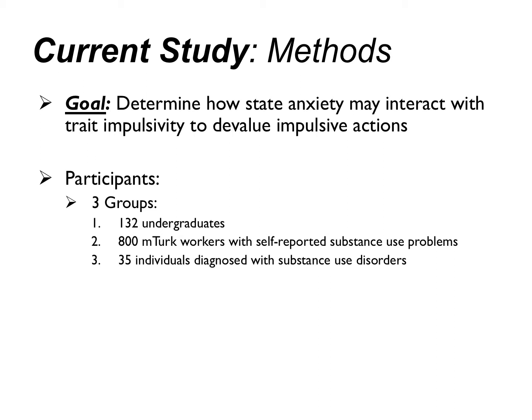Then we screened over 10,000 Amazon MTurk workers and recruited 800 of these workers who had self-reported some problems with substance use. This was just a couple of questions: either they admit to some substance use themselves, or somebody has accused them of having substance use problems. So they were not diagnosed with substance use disorders. Finally, our third group is 35 individuals who were actually diagnosed with substance use disorders. There was a mix of individuals with alcohol and other types of substances, but I won't get into that now.